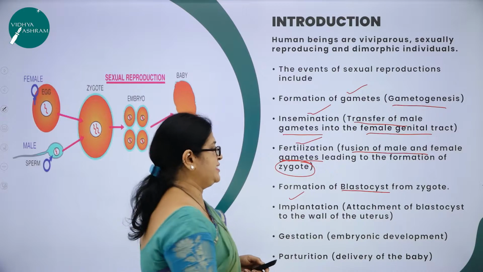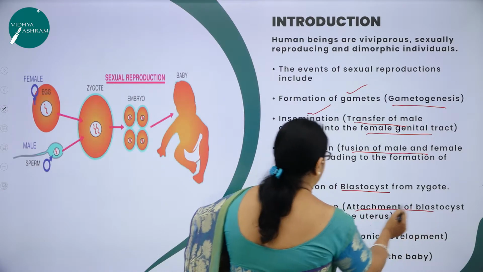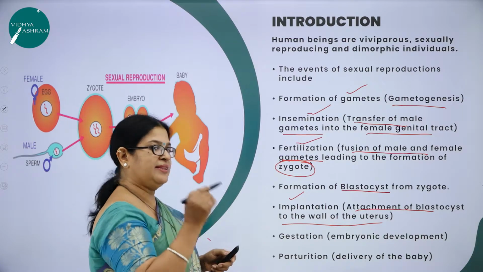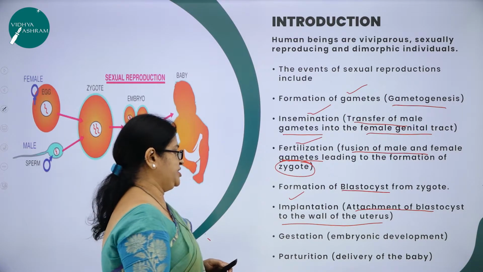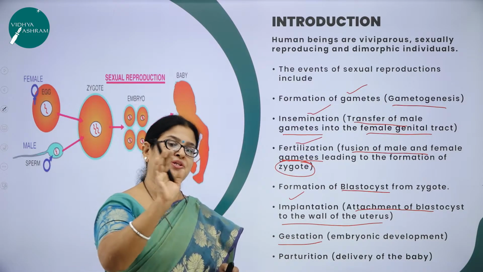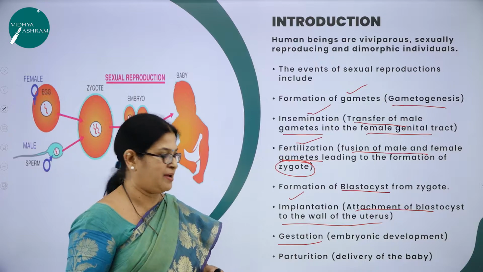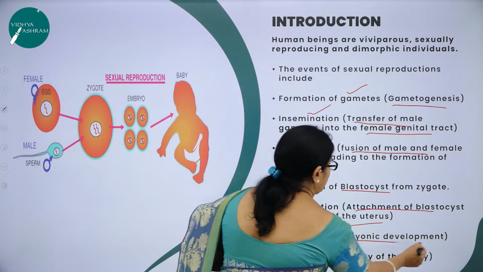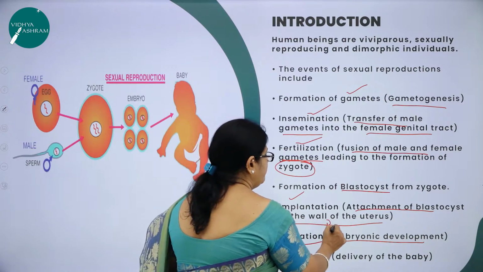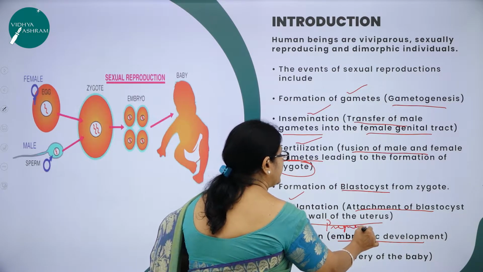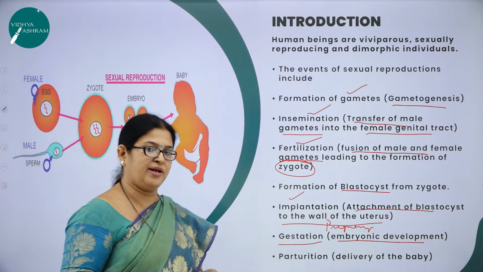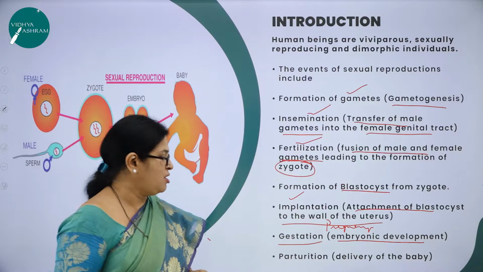What actually is it? It is nothing but the attachment of the blastocyst to the endometrium wall of the uterus, right? And that event is called implantation. And gestation. So once the blastocyst is attached to the endometrium wall of the uterus, it starts developing. So embryonic development is called gestation. As I said, gestation is also called what? Pregnancy. And the pregnancy period is called the gestation period, which is not the same in all organisms. It varies from organism to organism.